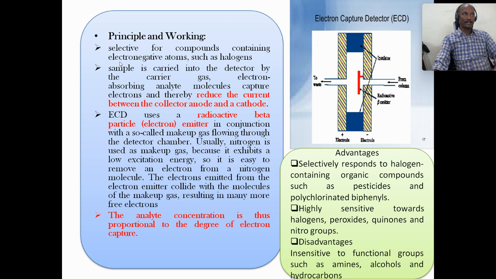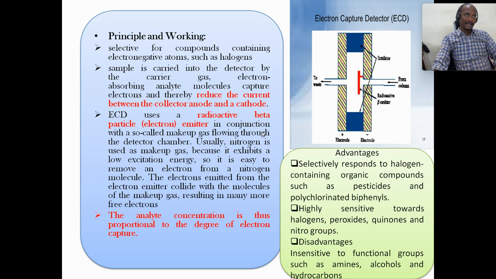The second one is the electron capture detector, popularly called ECD. The principle involved in this case is the use of electronegative atoms such as halogens. The sample is carried into the detector by the carrier gas, and electron absorbing analyte molecules capture the electrons and thereby reduce the current between the collector anode and a cathode. This uses a radioactive beta particle emitter. The analyte concentration is proportional to the degree of electron capture. It also has very good advantages, and it responds to halogen containing organic compounds such as pesticides and polychlorinated biphenyls.